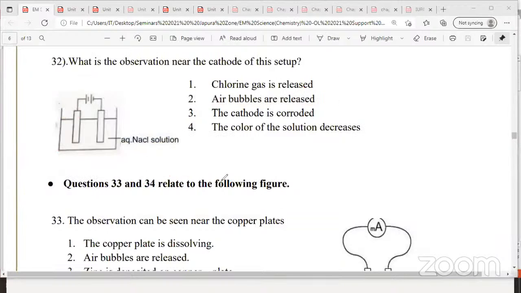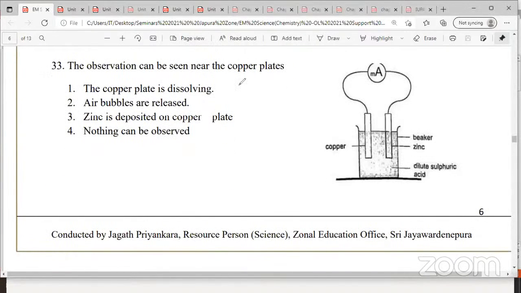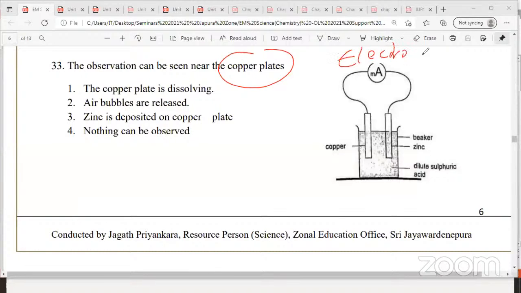Right. Question number 33. What happens near the copper plate? Is there a battery? No. Is this an electrolytic cell or an electrochemical cell? This is an electrochemical cell. How to decide whether it's an electrochemical cell or electrolysis? If there's a battery, mostly it's electrolysis or electroplating. If there's no battery, definitely it's an electrochemical cell. That means current is coming out.